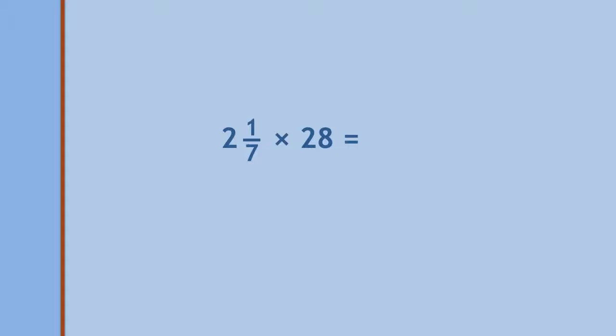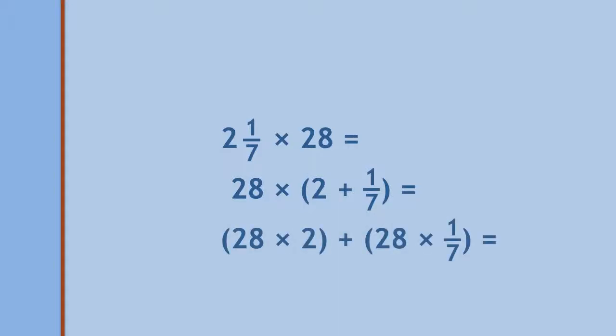So we're going to set up, and we are going to first practice using the distributive property. So we would set up our problem to distribute that whole number of 28, and we are going to multiply both parts of the mixed number by 28.